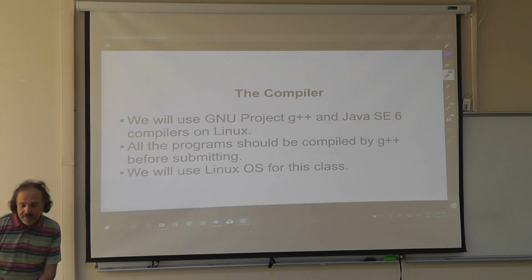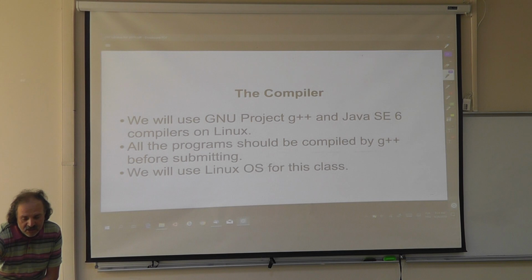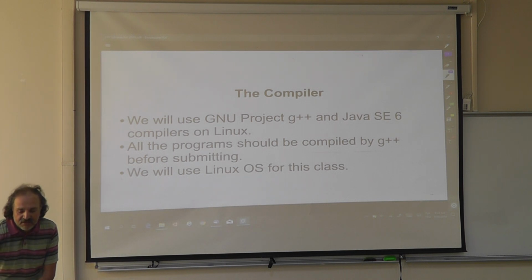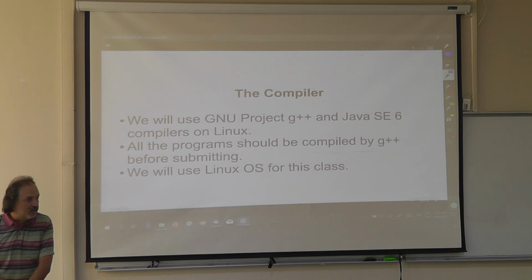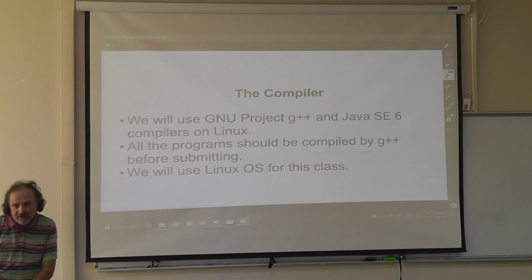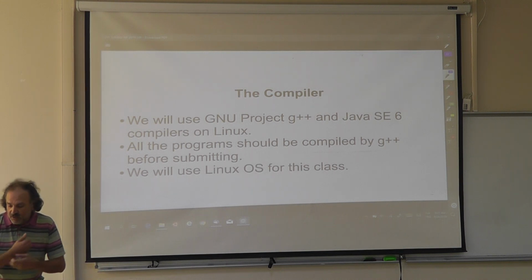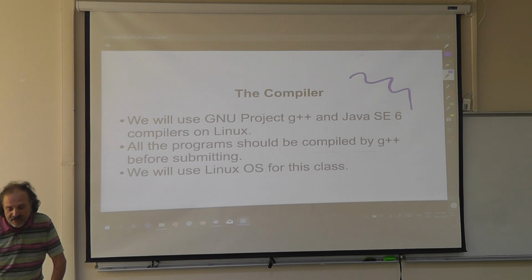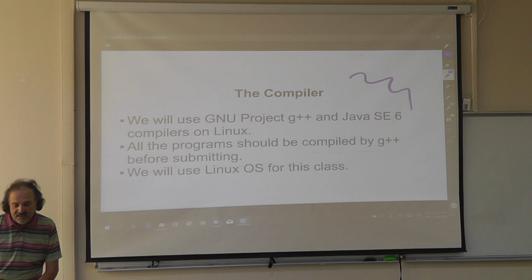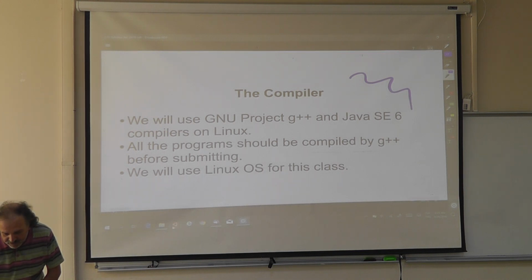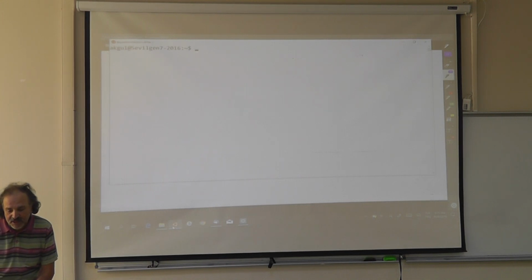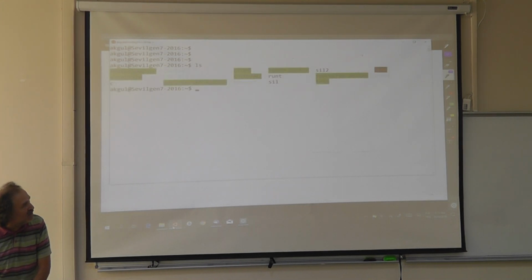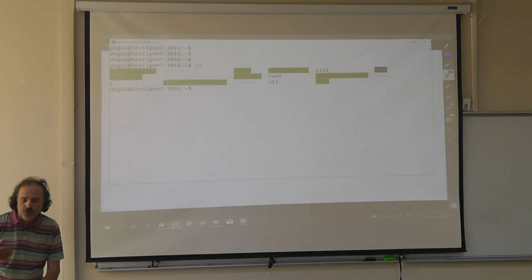Okay, so we will use this compiler GNU Project G++ and the Java Standard Edition 6 compilers on Linux. Okay, our official operating system is Linux. On this stupid computer, I am using Windows because I have to. I need to use this pen, and I couldn't find a Linux computer to do this easily. So, but when I try to show you some stuff, I will usually use this Windows Linux extension. Okay, so I have a Linux machine running in here. It's not exactly a Linux machine, but it is good enough for me to show you some stuff.